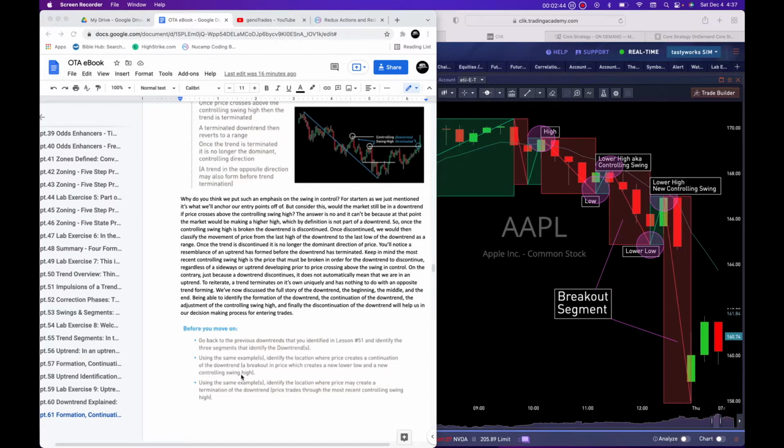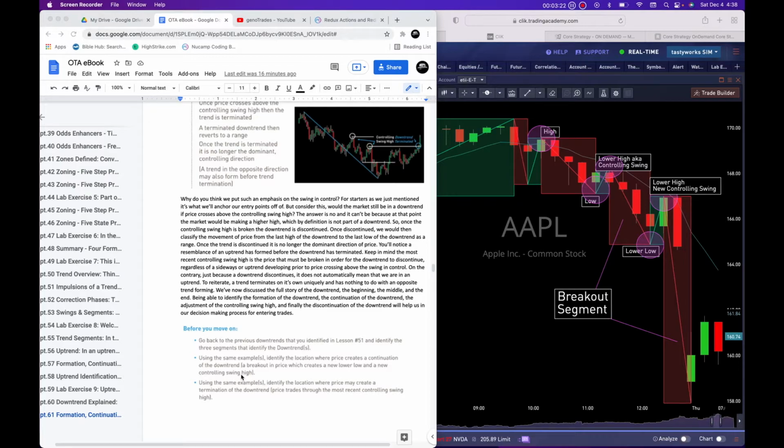Now, why do you think we put such an emphasis on the swing in control? For starters, as we just mentioned, it's what we'll anchor our entry points off of. But consider this: would the market still be in a downtrend if price crosses above the controlling swing high? The answer is no, and it can't be, because at that point the market would be making a higher high, which by definition is not part of a downtrend. So once the controlling swing high is broken, the downtrend is discontinued.